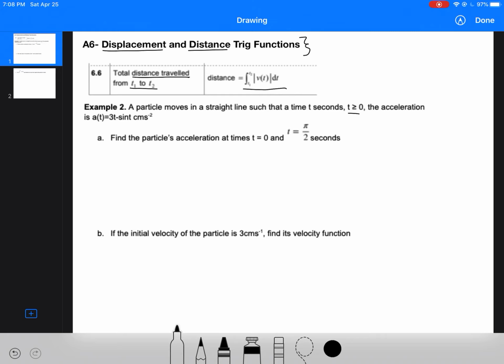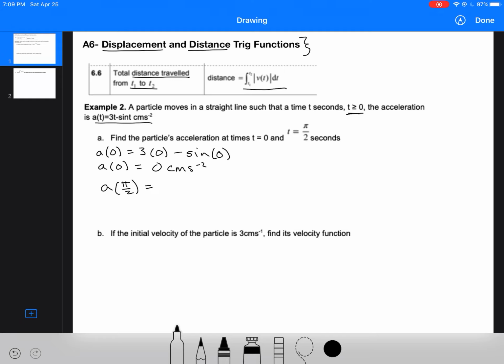Example 2 says a particle moves in a straight line, so we've got t greater than 0 and an acceleration function given to us. Part A says find the particle's acceleration at times t equals 0 and t equals pi over 2. For that, all we need to do is substitute in our values for t and evaluate them. Be careful with 0 and trig functions. You want to make sure that substituting in 0 actually does give you 0, which it does in this case.